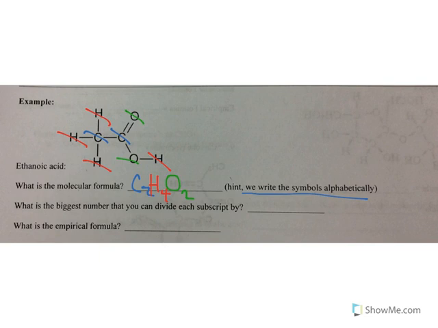Okay, so what's the biggest number that I can divide each subscript by? Looking at those little numbers, I have a 2, 4, 2. Well, they are all divisible by 2. So if I divide each of those numbers by 2, 2 carbons divided by 2 would be 1 carbon. 4 hydrogens divided by 2 would be 2 hydrogens. 2 oxygens divided by 2 would be 1 oxygen. So the empirical formula would be CH2O.